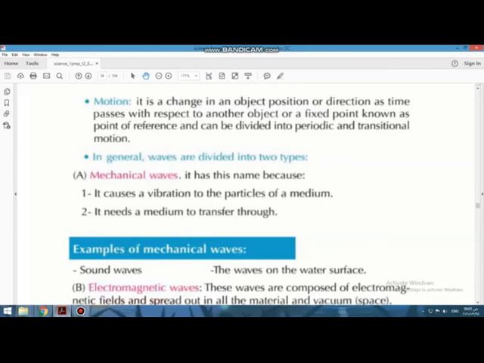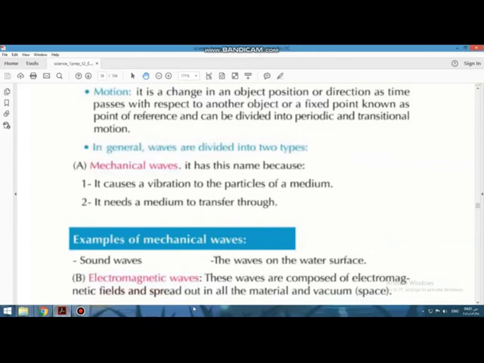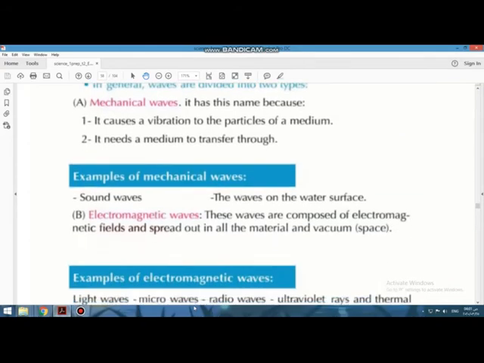The waves causing wave motion are divided into mechanical waves and electromagnetic waves. Mechanical waves are produced by vibration of the particles of the medium. They need a medium to transfer through, such as sound wave and water wave.